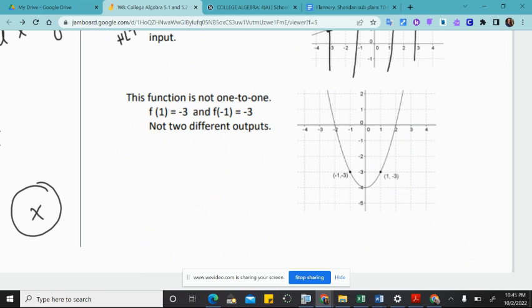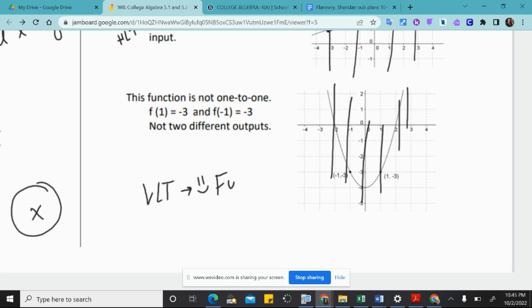Okay, so this function is not one-to-one. Why? It passes the vertical line test, so it is a function. It is a function, but why is it not one-to-one?